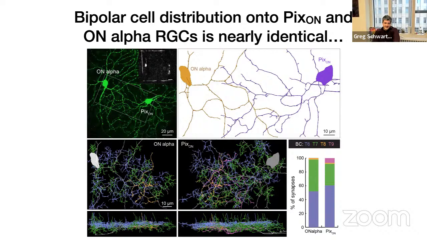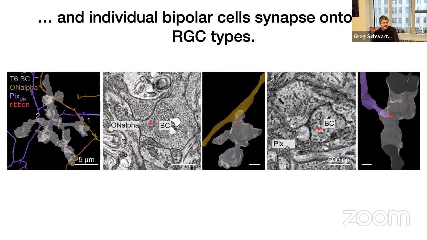And if you look closer, they actually get inputs from the very same bipolar cells. So this is a type 6 bipolar cell in gray here. And these are these incredible EM images where I hope I can convince you, you can actually see the ribbon and all the vesicles. There's no question these are synapses, not just contacts. And this is the same type 6 bipolar cell making synapse 1 onto a pixon and synapse 2 onto an on alpha, or vice versa. So individual bipolar cells definitely synapse onto both ganglion cell types.